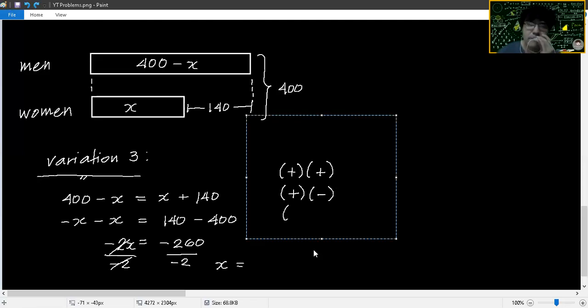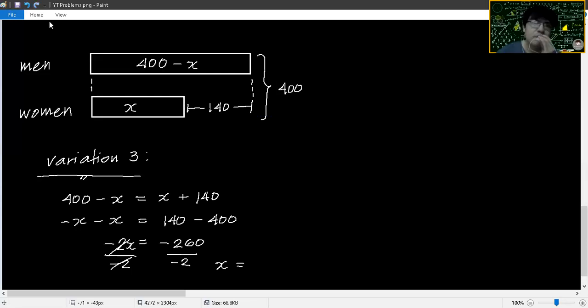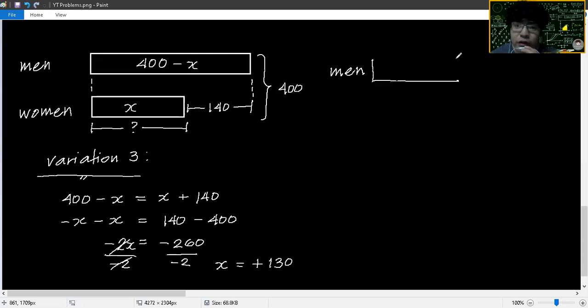Now, 260 divided by 2 is positive 130. Since the question is the number of women, we already answered the value of x also. Okay? Now, this is variation 3. What if you use variation 4? For variation 4, comparing the number of men to the number of women, the number of men is longer. In this case, it is more than the number of women.